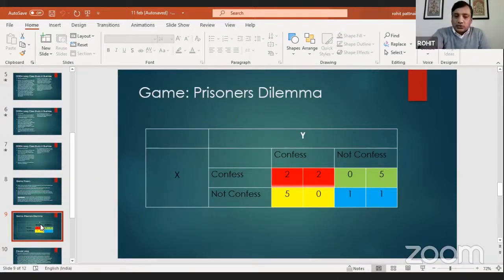Now, this is what is known as Nash equilibrium. A Nash equilibrium is where a player in a game has found it when they make the choice that leaves them better off, no matter what their opponent decides to do.